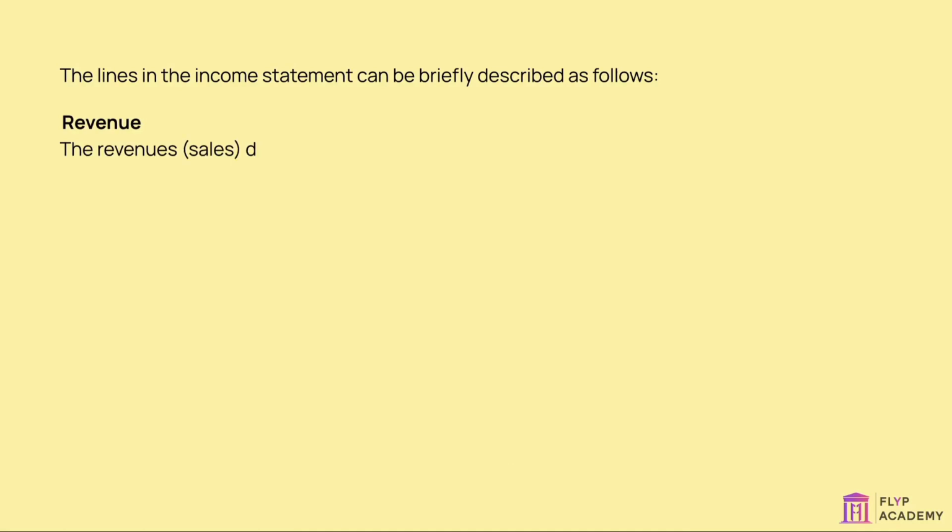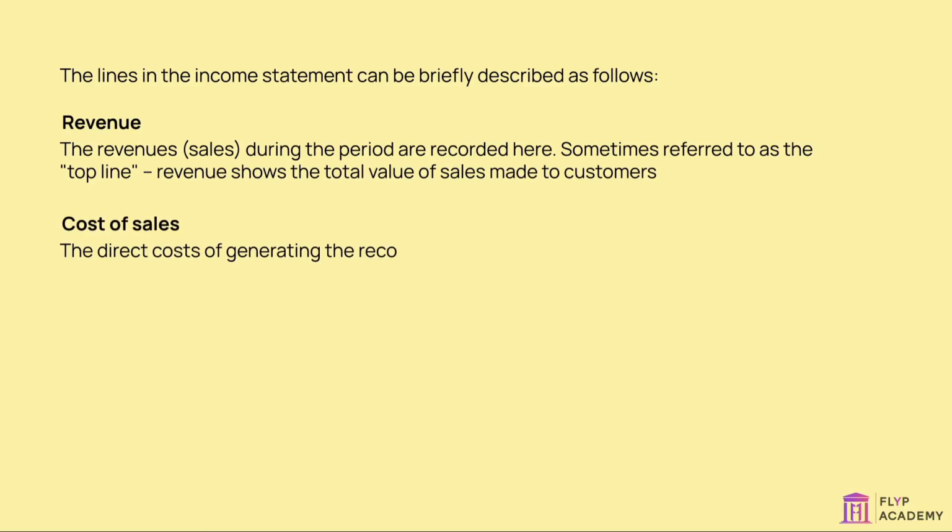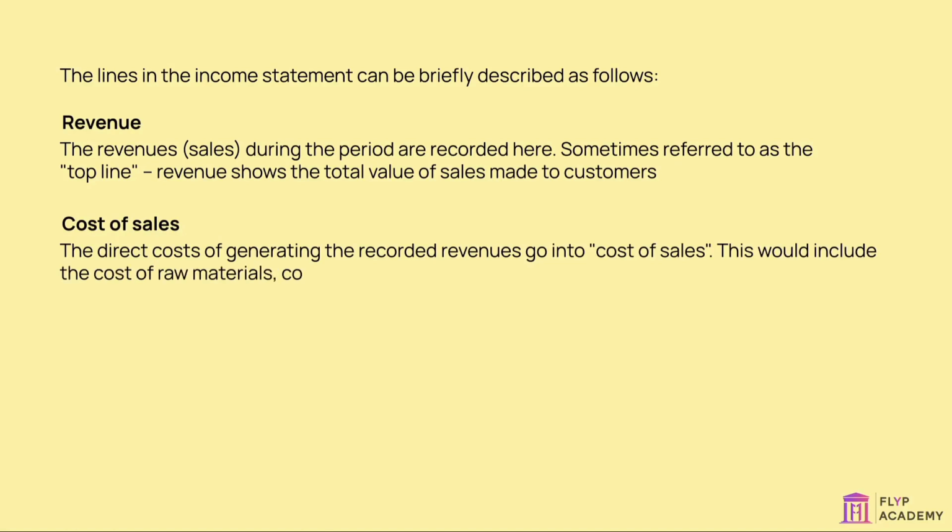The lines in the income statement can be briefly described as follows. Revenue. The revenues, sales, during the period are recorded here, sometimes referred to as the top line. Revenue shows the total value of sales made to customers. Cost of sales. The direct costs of generating the recorded revenues go into cost of sales. This would include the cost of raw materials, components, goods bought for resale, and the direct labour costs of production.